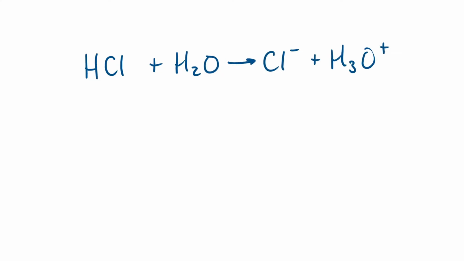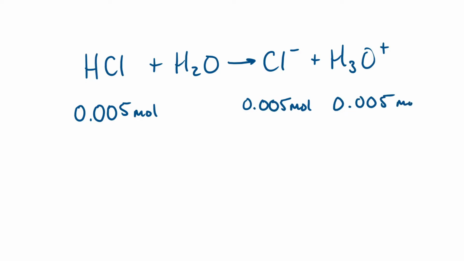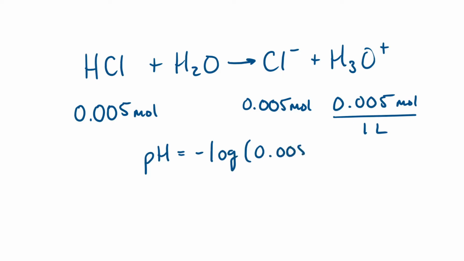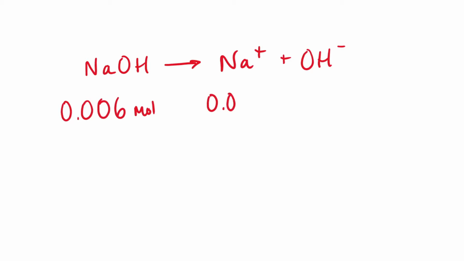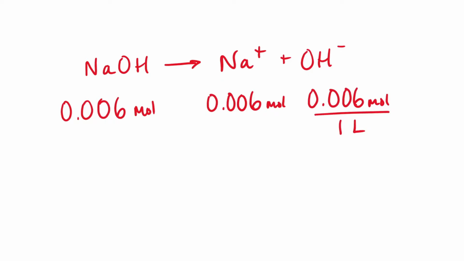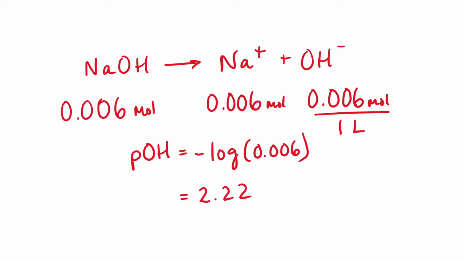That means that when we add 0.005 moles of hydrochloric acid to 1 liter of water, we produce a 2.30 pH solution. That's the negative log of 0.005 because we can assume that the hydrochloric acid separates completely. If we add 0.006 moles of sodium hydroxide to 1 liter of water, then we get a negative log of 0.006 or 2.22 pOH solution. Now, don't get confused, this isn't pH. We're looking now at the scale in terms of the base, pOH.